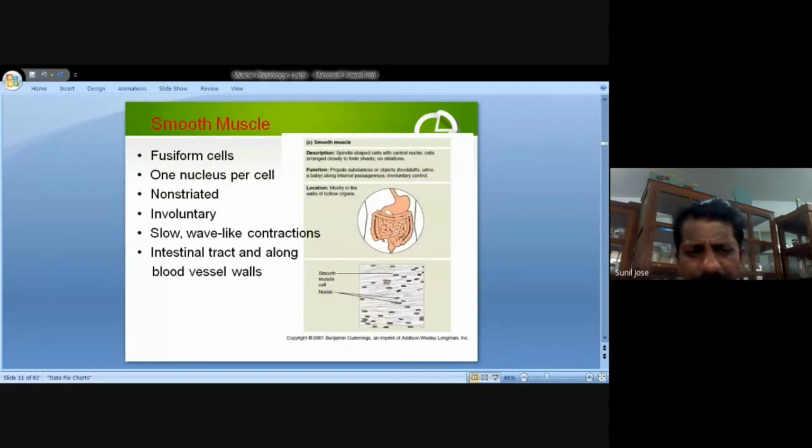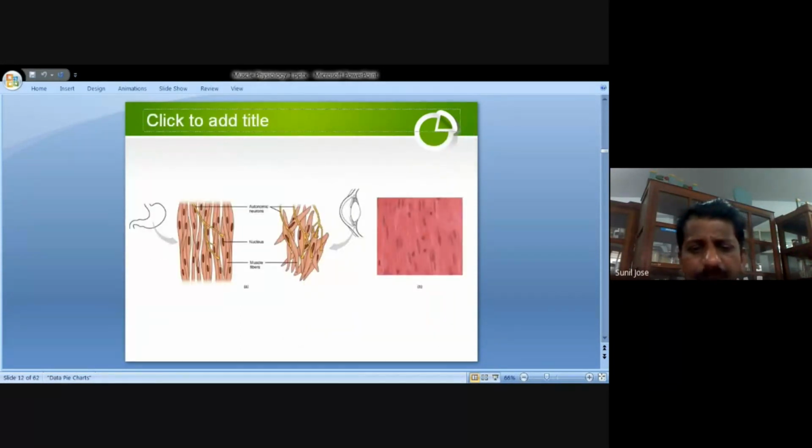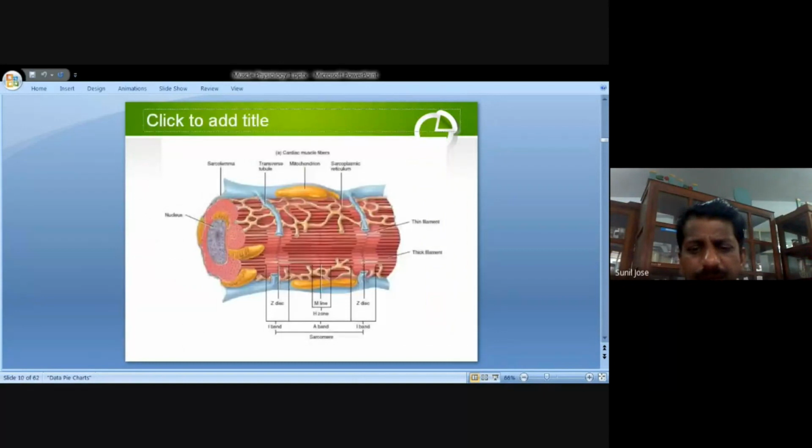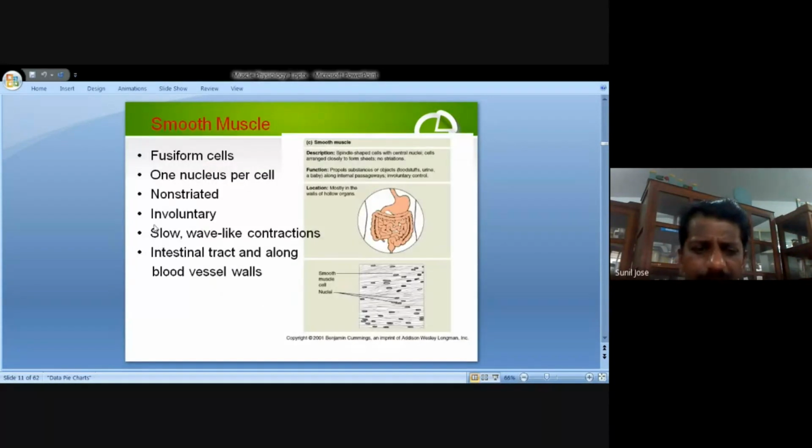Another feature is that they are non-striated. Non-striated means, in the case of cardiac muscle, you can see there is a striation. This is a dark patch. This is a light patch. In skeletal muscle also, we can find this kind of striation. But here we are not seeing any kind of striation. There are no light patches or dark patches. So that is why it is a non-striated muscle.